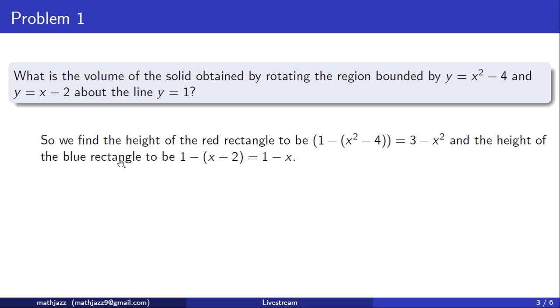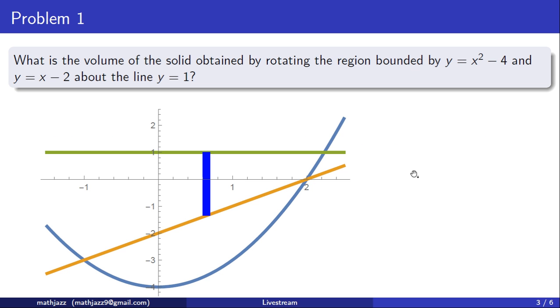We first find the height of the red rectangle to be the difference between the axis of rotation and the blue parabola. And we simplify a little bit just to make the integral come out nicer at the end. And the height of the blue rectangle is the distance between our orange line and the axis of rotation. And again, we simplify a little bit of the algebra so that we can have a nicer integral to take later on.